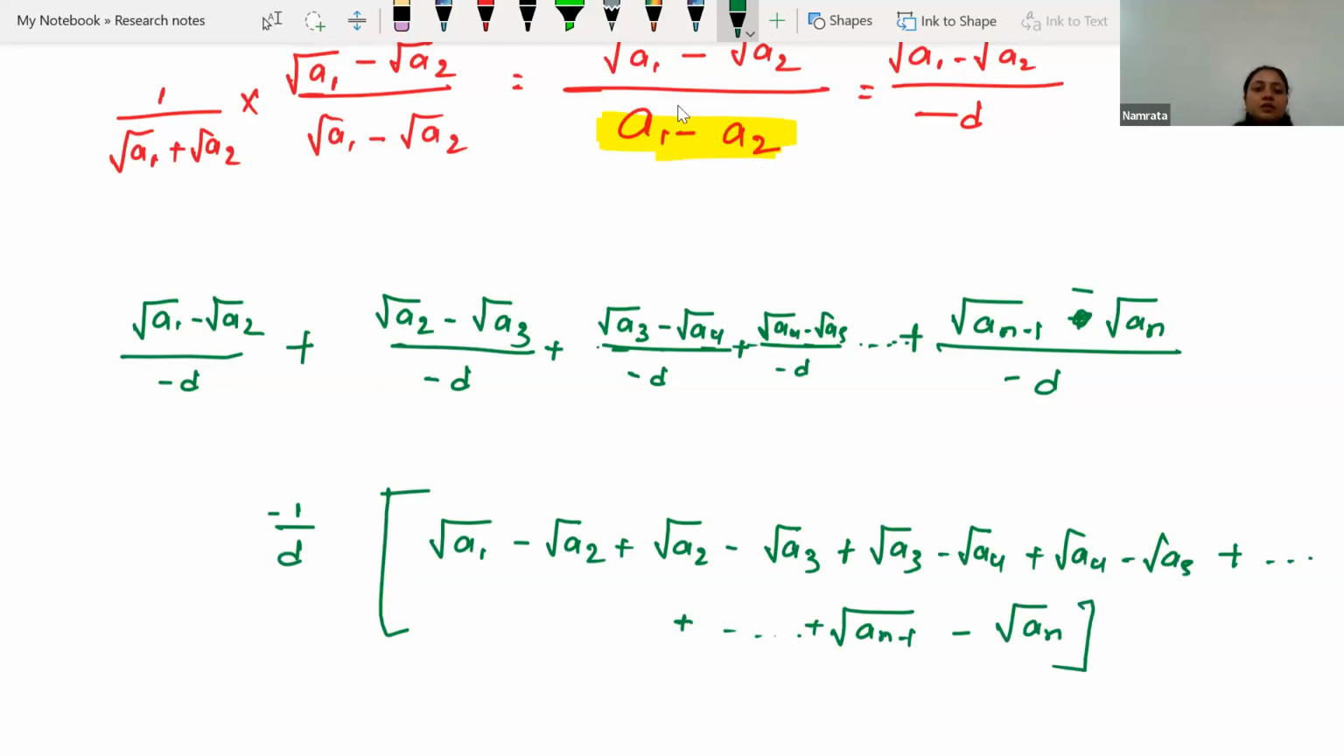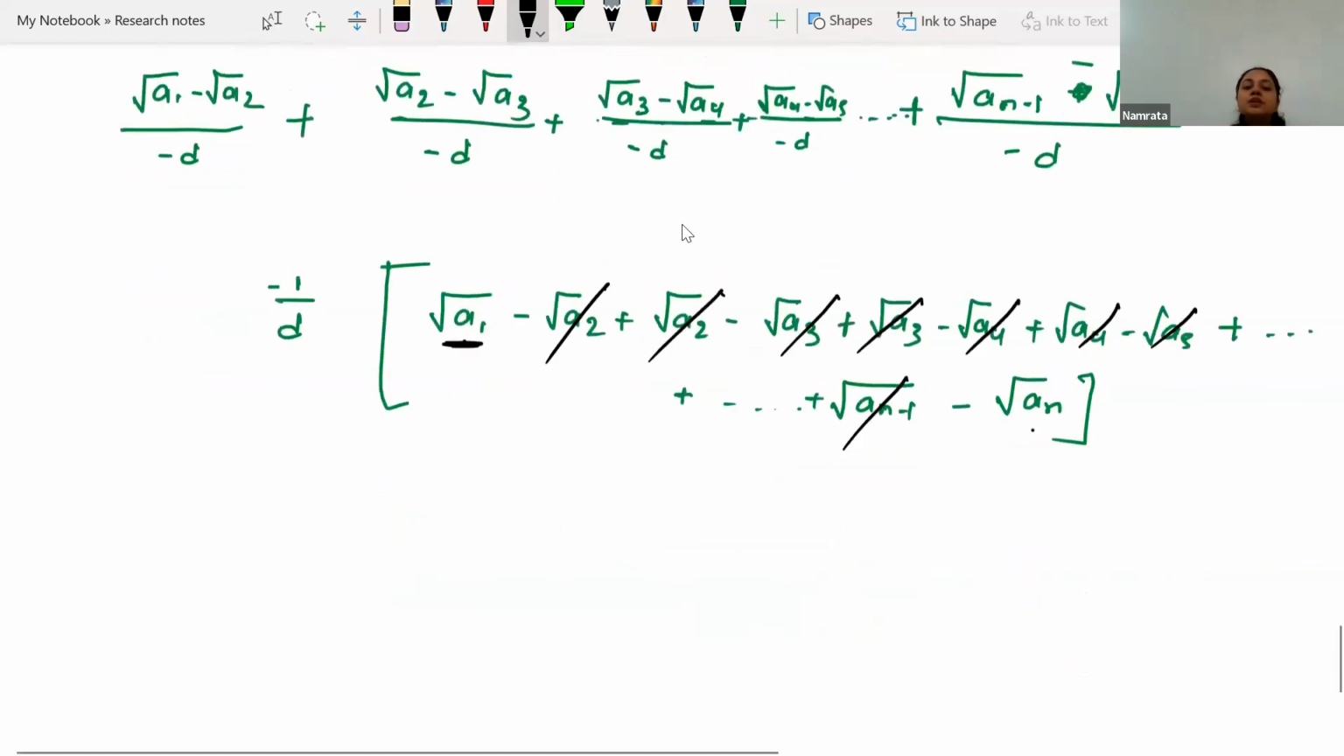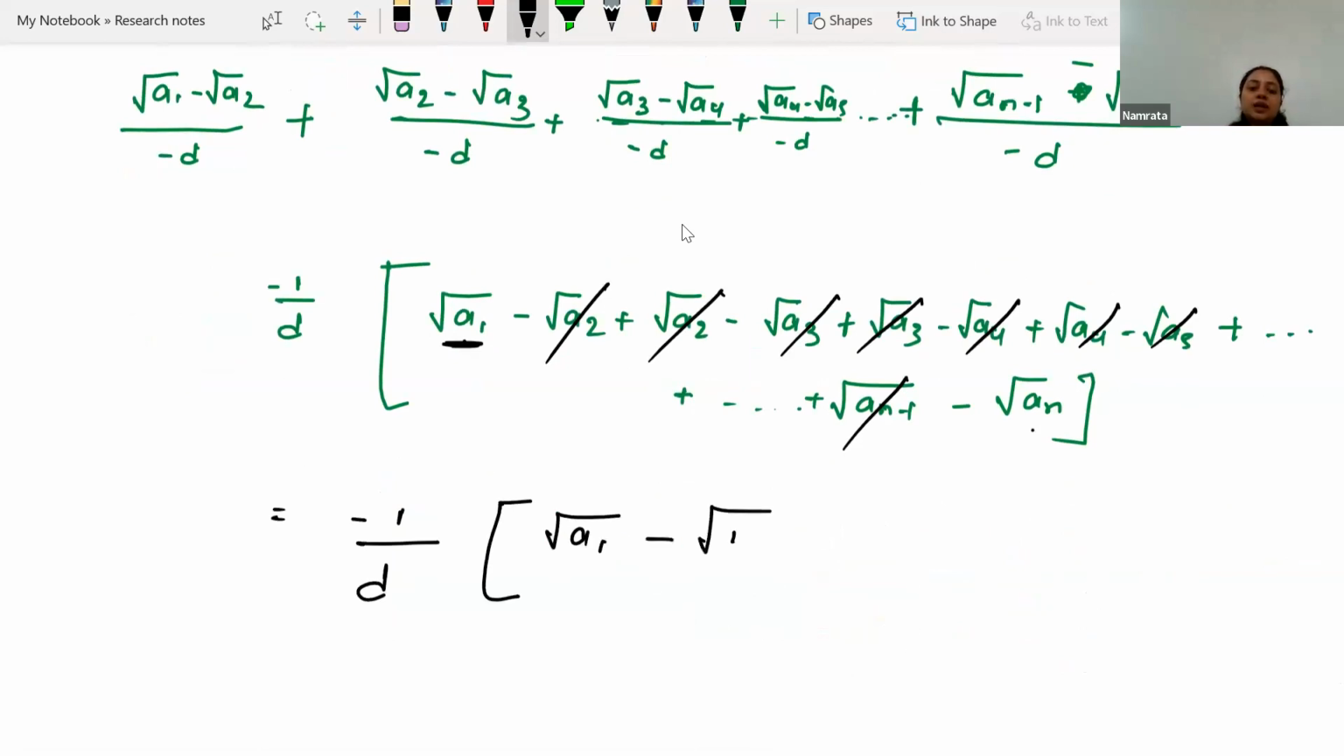So what will we be getting? A1 is not getting cancelled because no other a1 is there, but a2, a2, a3, a3, a4, a4, a5, a5, a6, a6, every term will get cancelled out with each other. Only a1 will be remaining and an will be remaining, because there will be no an before the term an, right, Lena? The next term will be an and a(n+1). Yes, ma'am. So everything got cancelled, and we are left with only minus 1 by d under root a1 minus under root an.